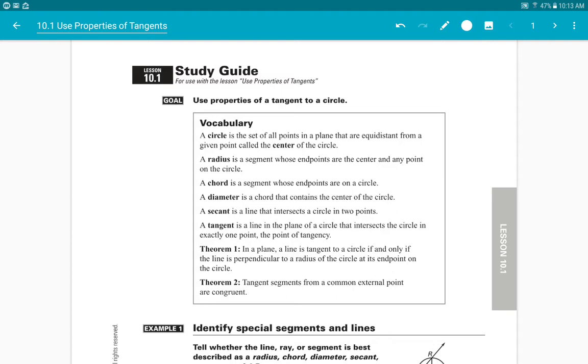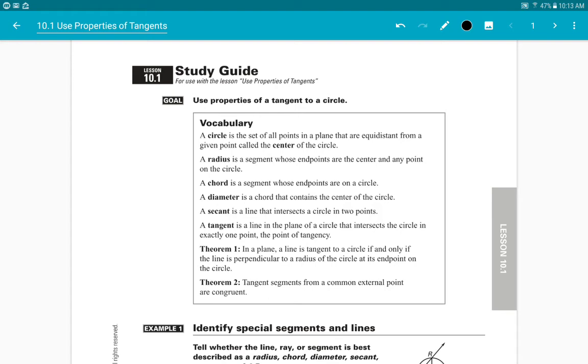Okay, now tangent has a secondary meaning. We know about tangent from the trig ratios, but it is also used quite often when we work with circles. Now what I want you to do is, we have this box here with the vocabulary, all these definitions: circle, radius, chord, diameter, secant, tangent. Make sure you copy those down into your notebooks, and then the two theorems, make sure they're in your proof notebooks. Pause the video if you need to get all that down, and then we'll continue from there.